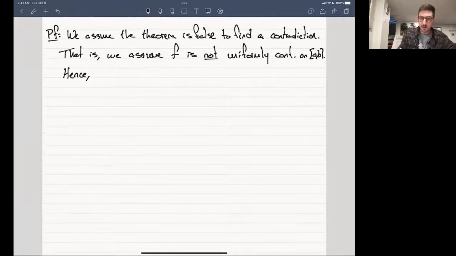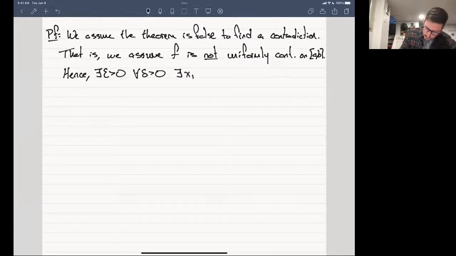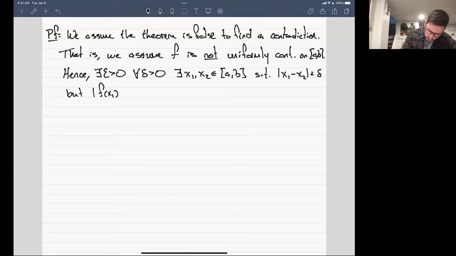So let me write this out. Hence, there exists an epsilon greater than 0, such that for all delta greater than 0, there exists x1, x2 in the domain, so in AB, such that the absolute value of x1 minus x2 is less than delta, but the absolute value of f of x1 minus f of x2 is greater than or equal to epsilon. So what I'm going to do is take successively smaller values of delta.